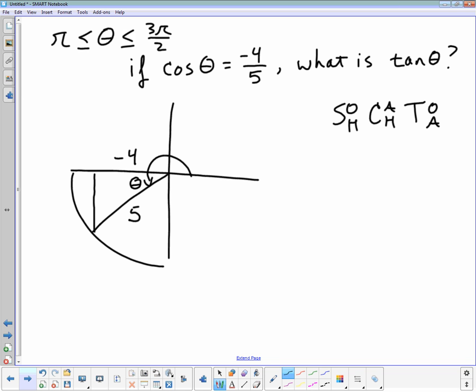Now I'm looking for the tangent, and tangent is what? Opposite over adjacent. So I need the opposite side. I already have the adjacent side. It's -4. So how can I get the opposite side, which is right there? Pythagorean theorem. And what does that yield? Right, that's the 3, 4, 5 Pythagorean triple.